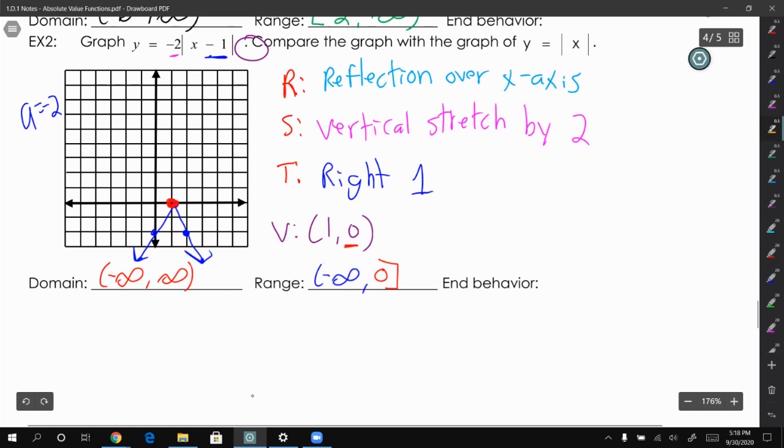And then the end behavior: as x approaches negative infinity, that means the left side, and as x approaches positive infinity, that means the right side. Both sides of this absolute value function are going down. The arrows are pointing downwards. So y approaches negative infinity on both sides.